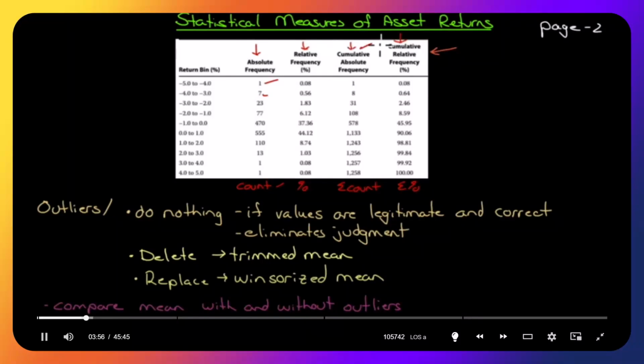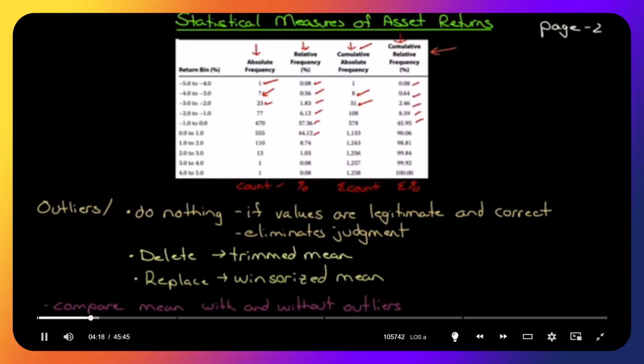Hop on over to cumulative absolute frequency. It just adds them up on the way down. So 1 in the first interval, 7 in the second, which means we should be at a total of 8. We see 23 in the next interval. Add that to the 8, we should be at a total of 31. For relative frequency, it's just the percent in each interval, and then this is just a cumulative percent.